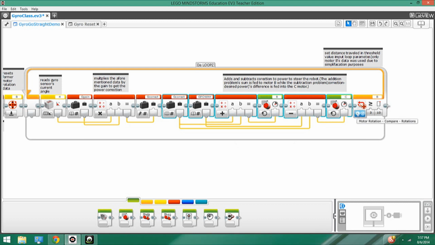We then have a type 3 comparison to end the loop. Or, in other words, we loop until the rotation value of the B motor is greater than or equal to the desired amount of rotations, in our case.